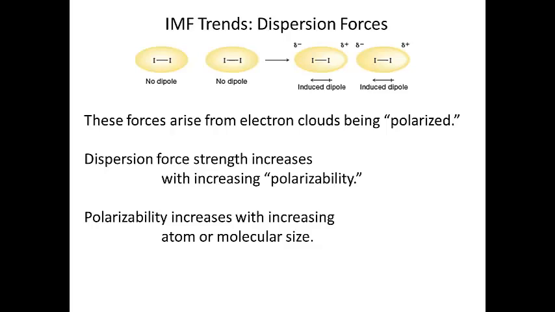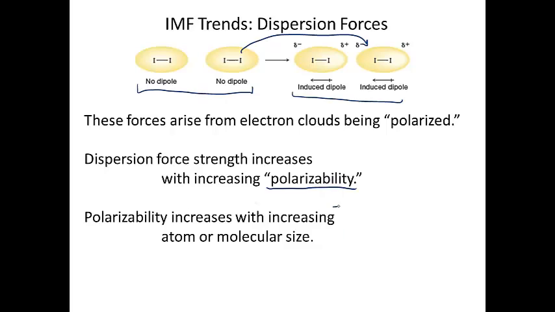Okay, so we're going to talk about trends that we see. The first trend has to do with dispersion forces. We looked at I2, which normally has no dipole, it's nonpolar, but when two of them come near each other, they induce dipoles in each other. This happens from the molecules getting their electron cloud polarized. It goes from nonpolar to polar. So this process is polarization, and the tendency to do that is polarizability. That's actually a measured property of molecules and atoms, like electronegativity or size or ionization energy.